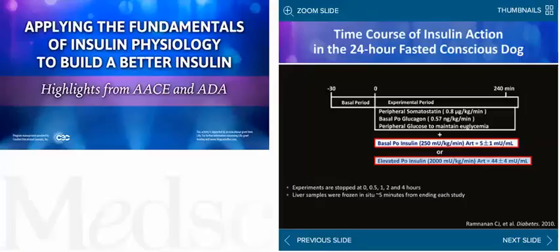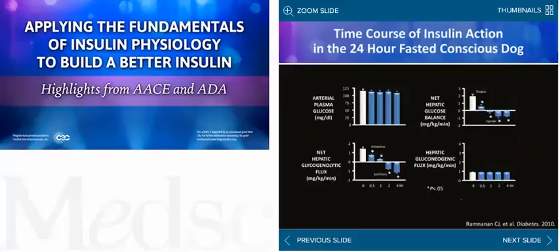Then what we did was to take samples and stop experiments at either 0, a half an hour, 1 hour, 2 hours, or 4 hours. And we did a whole molecular analysis to try and correlate molecular changes with the physiologic changes. I'm not going to go into that data. I'm just going to show you some of the physiology from the elevated insulin group.